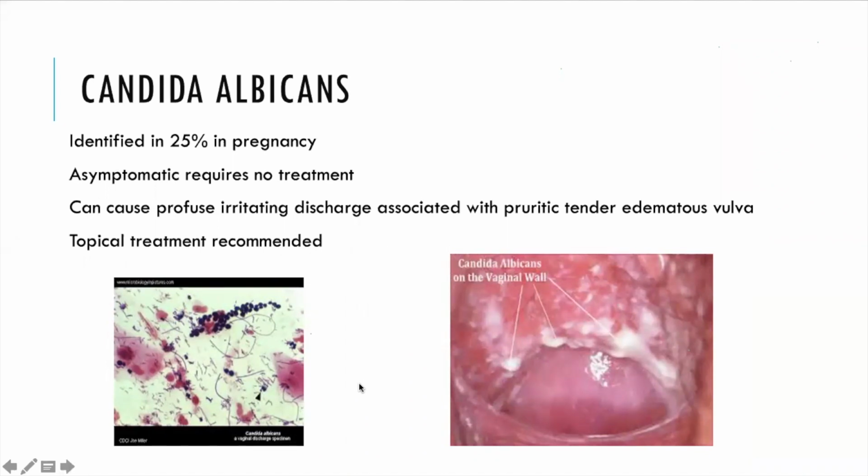Candida albicans is identified in 20% in pregnancy. Asymptomatic cases require no treatment, but it can cause profuse irritation, discharge associated with pruritus, and tender edematous vulva. Topical treatment is usually recommended. You can see the discharge usually has a cottage cheese appearance. Okay, and the organism they look for under the microscope is the pseudohyphae.